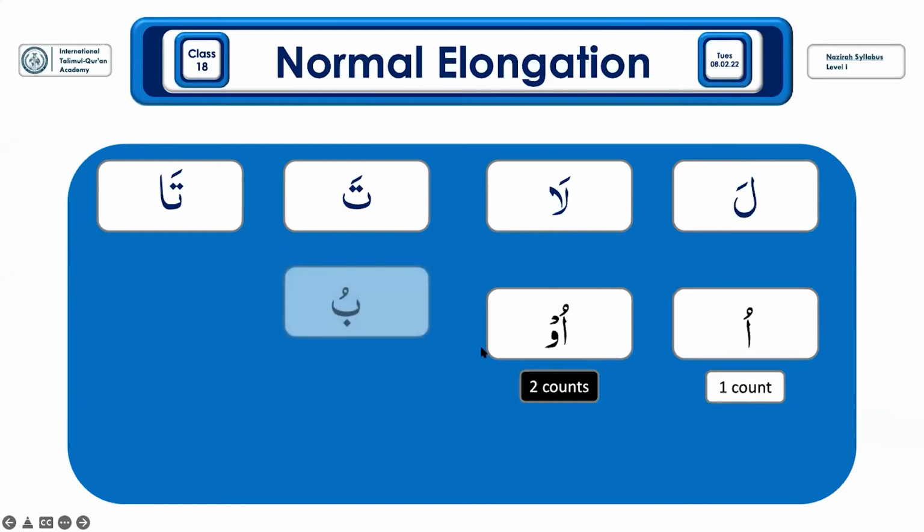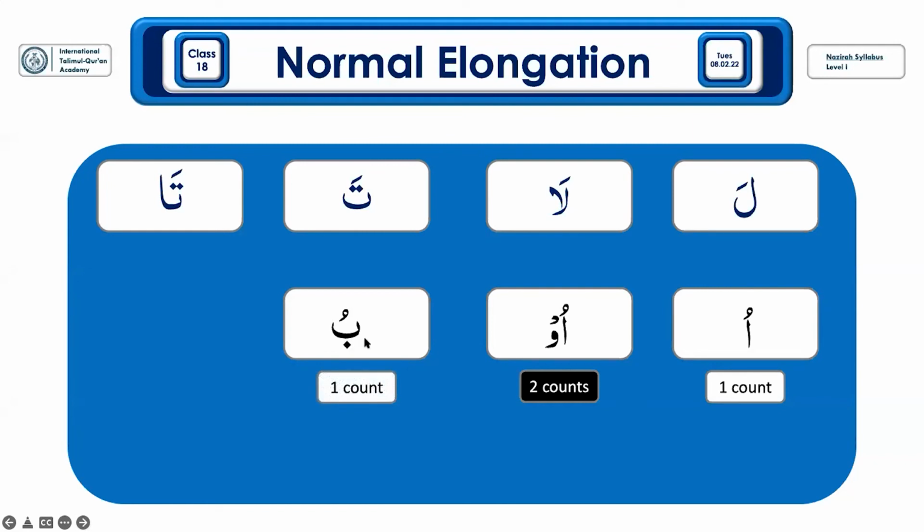And here you can see the next example. There is a ba with dhamma on top of it, so this is a madmoom ba. How long will you prolong it? You will prolong it only for 1 count. Bu. And over here there is a madmoom ba followed by a sakin waw. This one becomes a waw madda, and you have to prolong it for 2 counts. So this would be read as boo.